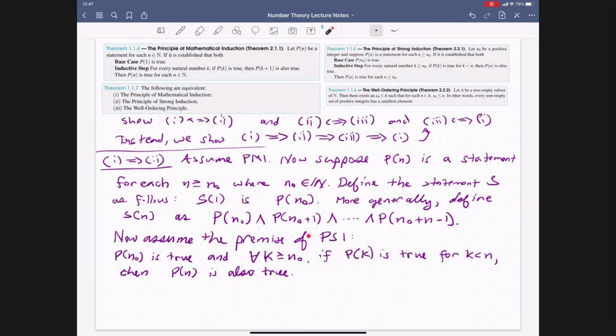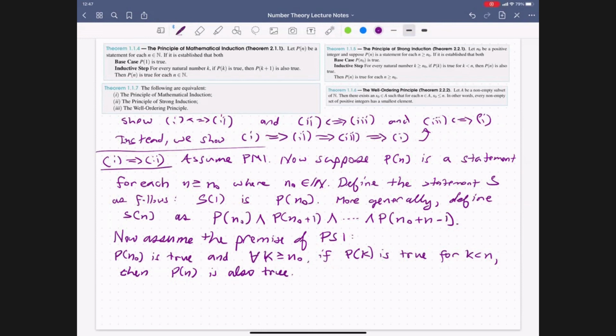So we're assuming the premise of the principle of strong induction. So we have P of n naught is true, and then for every k greater than or equal to n naught, if P of k is true for k less than n, then P of n is also true. Now what we are going to do is translate everything back into the statement that we defined for S, because that is the statement in terms of the language of the principle of mathematical induction.